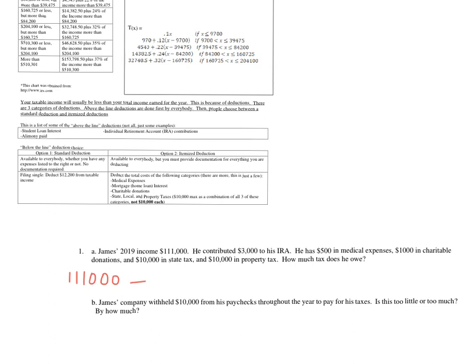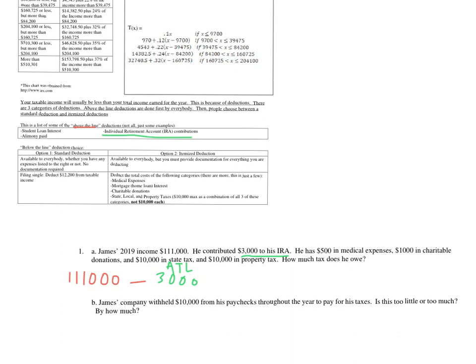So the first thing we're going to subtract is the above the line deductions. So that's anything in this box. So student loan interest, IRA contributions, or alimony paid. Out of those 3 categories, the only thing I notice is the individual retirement account. James had $3,000. And so I'm always going to start off, the first thing I do is find those above the line deductions, and so I'm going to subtract that out.